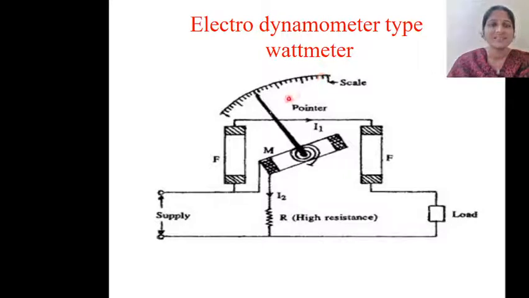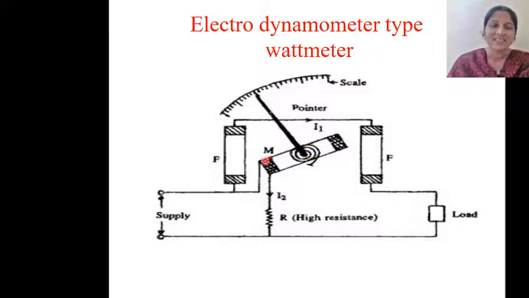This deflecting torque has to be controlled. The controlling torque here is provided by using hairsprings. That means spring control torque is produced. And next, damping is produced by using air friction damping. Whenever you are mentioning an instrument's working principle, you need to mention all three torques: deflecting torque, controlling torque, and damping torque.